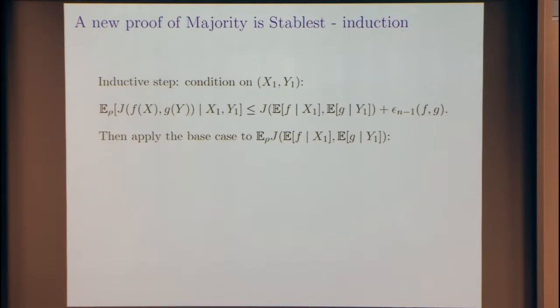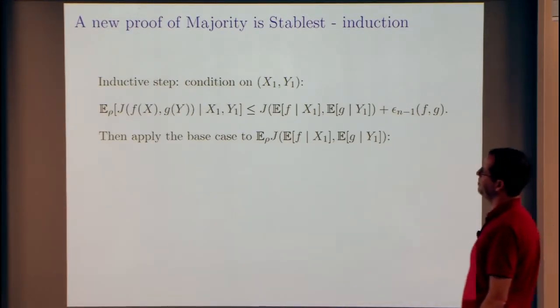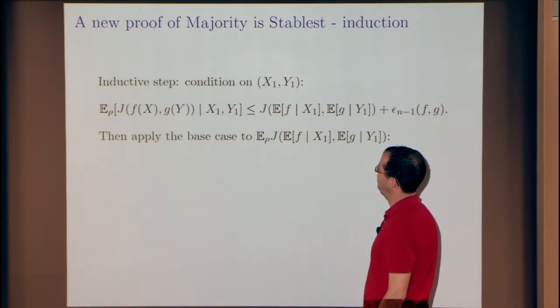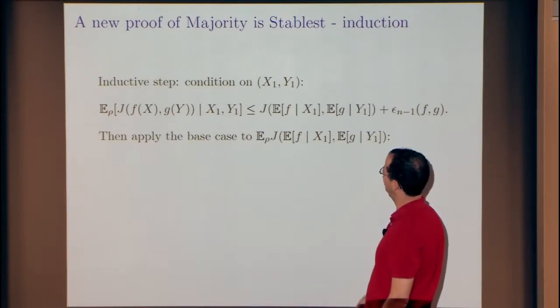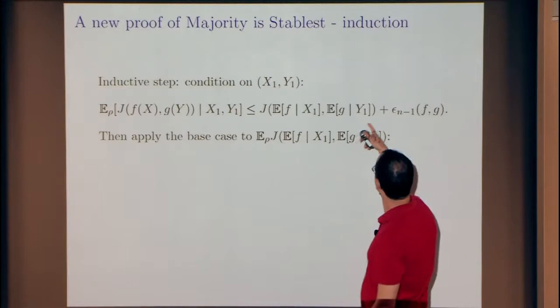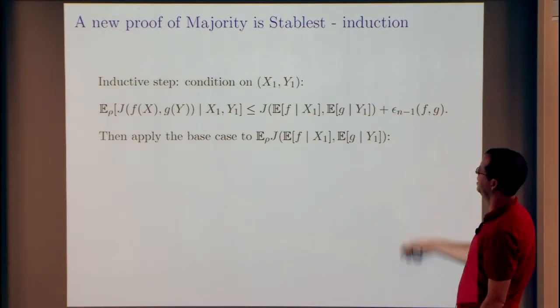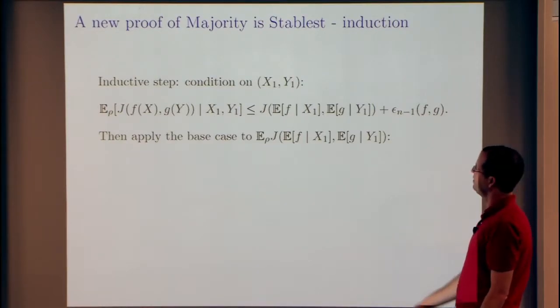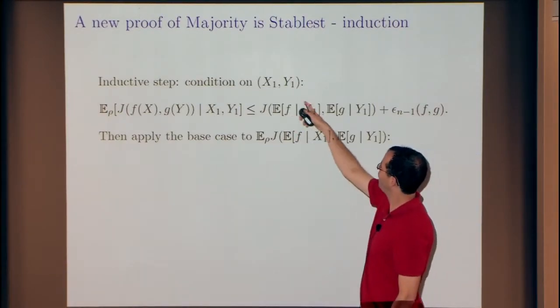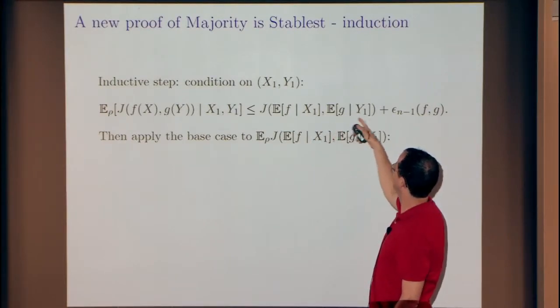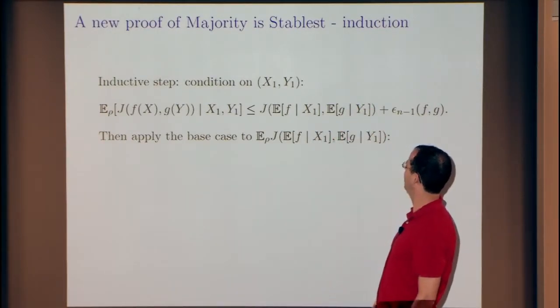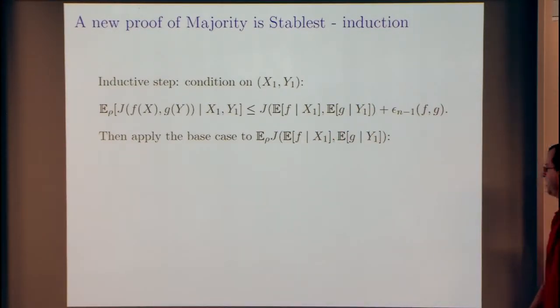Now the inductive step is essentially immediate. You don't really have to do anything. So you're going to condition on x1 and y1. You're going to fix them. And once you have fixed x1 and y1, you can just apply the induction hypothesis. So you get exactly this expression, plus the error of order n minus 1 involving the function f and g. And now you're going to apply the base case. This is just a function of one variable, just the variable x1. This is a function of one variable, just the variable y1. So you're going to apply the base case to these functions.